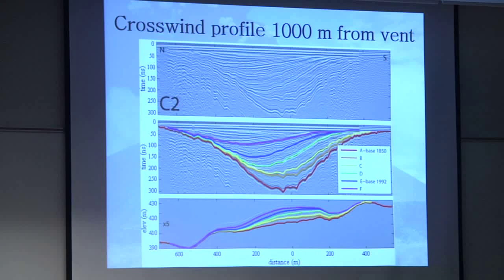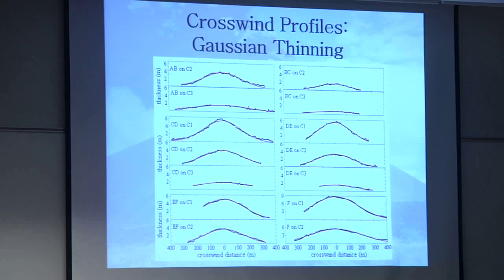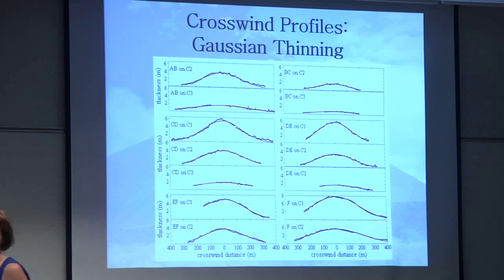Here's the central crosswind profile and the farthest. These are remarkably Gaussian. I don't have the correlations, but these are amazingly Gaussian, which is great. And it means we can do some further analysis as well.